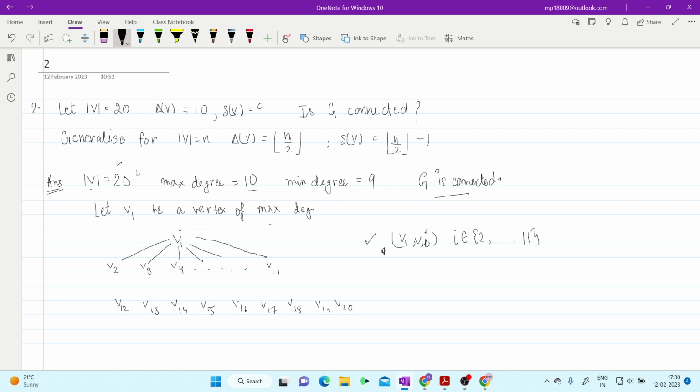Suppose we pick a vertex V15 which is not adjacent to V1. From the given data, the minimum degree is 9. That means each vertex should have degree at least 9, and the maximum possible degree is 10. So from this data, can we find a path from V1 to V15? We know that degree of V15 is greater than or equal to 9 because minimum degree is 9. And these are 9 vertices. So now can you see why there will be a path from V1 to V15?